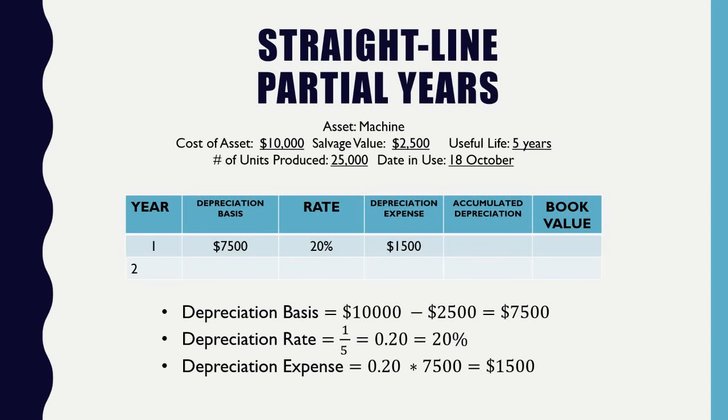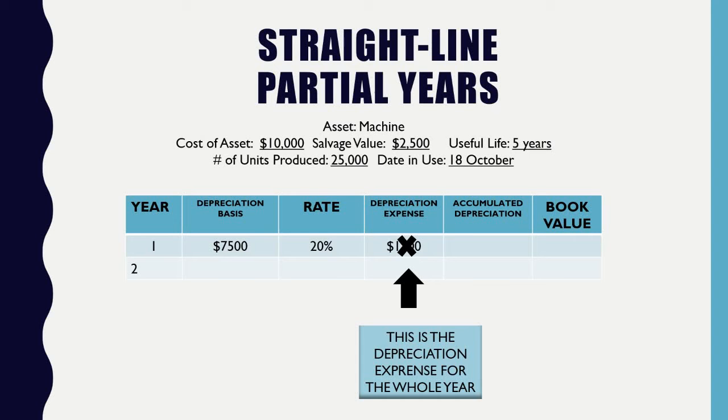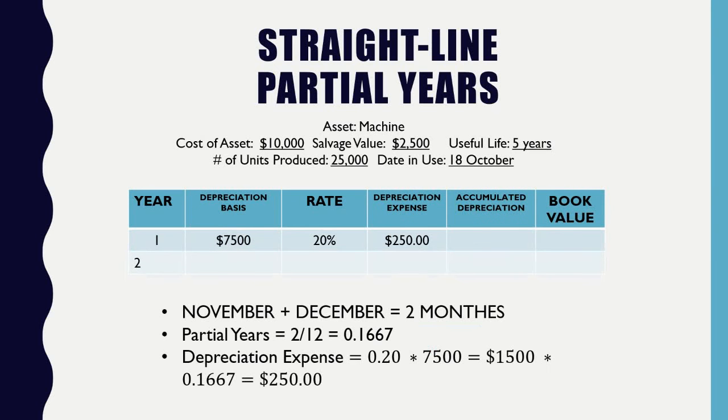But how old is my asset? It's only 2 months old. So what we're going to do is take that 1,500, because in this case the asset's only 2 months old, so I need to find out what 2 divided by 12 is. In this context it's going to be 0.1667. But we've done this before: you could just multiply by 2 and divide the whole thing by 12, or divide by 12 and multiply by 2.